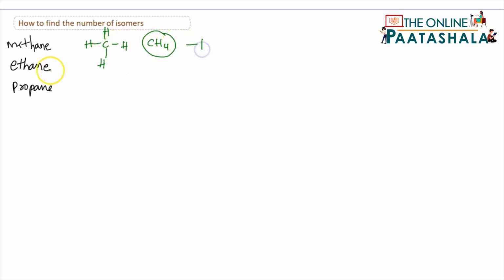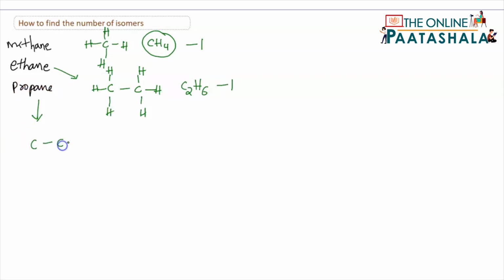1. Next, if you go for ethane, C, C with hydrogens on each, this is C2H6. This is the only structure that can be formed. No different structures can be formed for ethane. So how many isomers? One isomer.